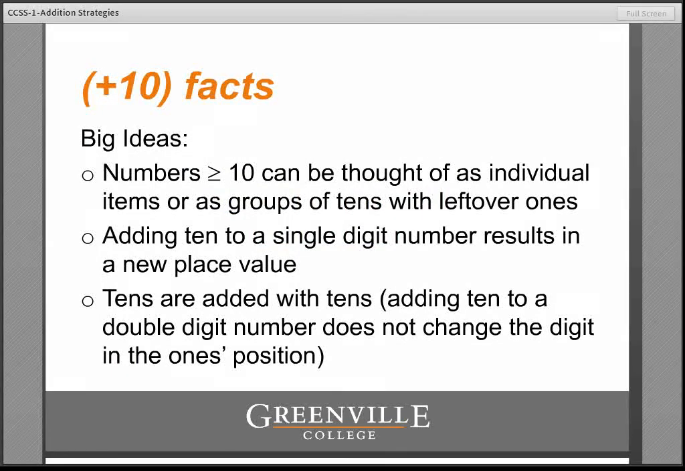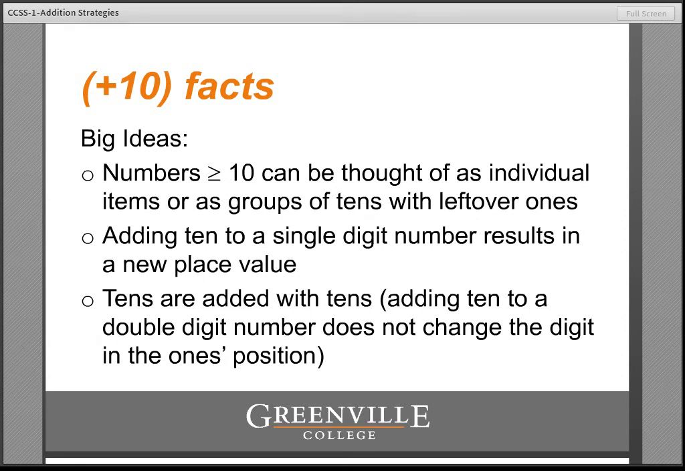Okay, +10, some big ideas. Any number greater than or equal to 10 can be thought of as individual items or as groups of 10 with leftover items. Example, 17. I can imagine 17 individual items or a group of 10 with 7 leftovers. And that holds true for all those double-digit numbers, 10 and above.